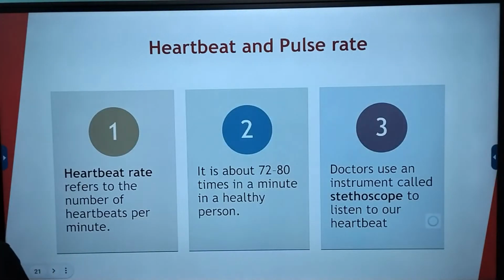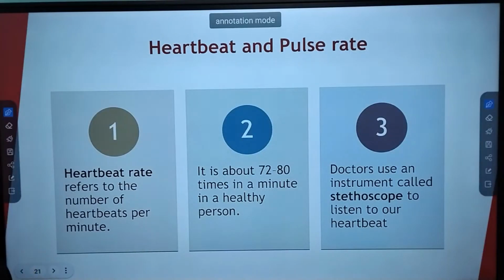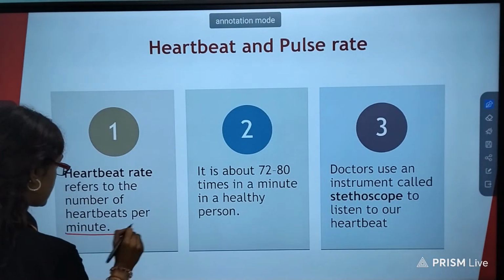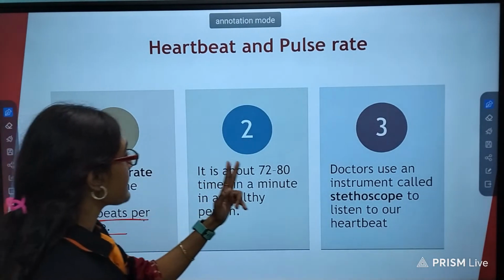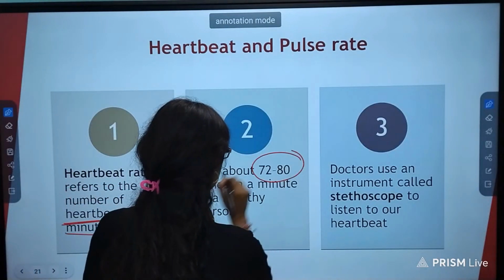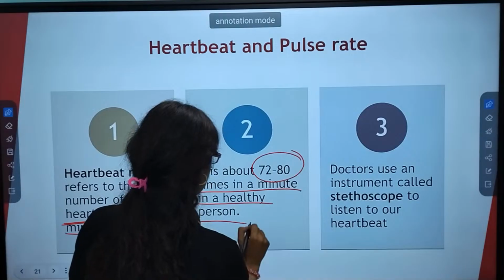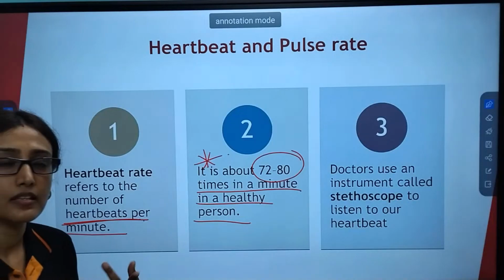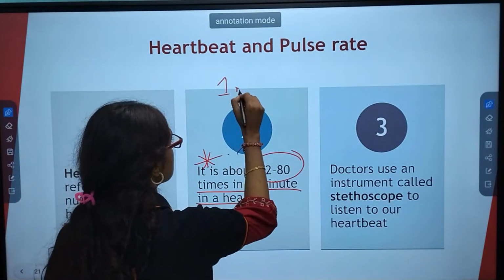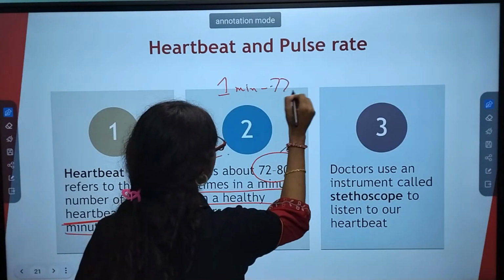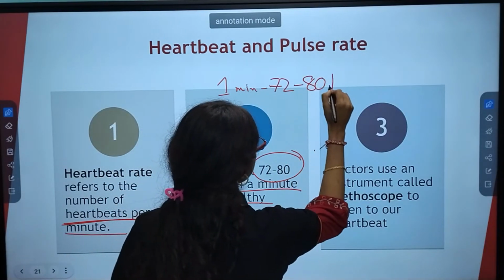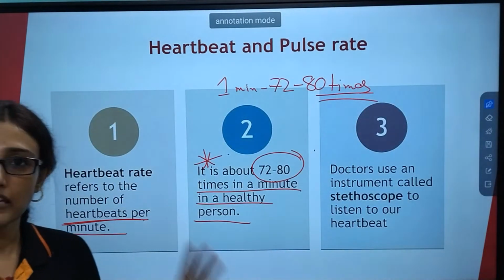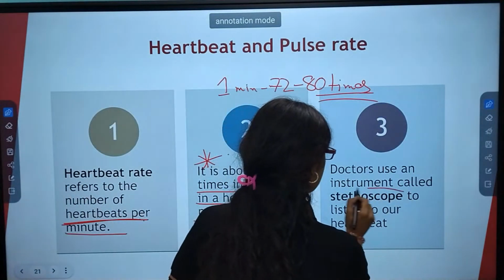Next. Heart rate refers to the number of heartbeats per minute. It is about 70 to 80 times in a minute for a healthy person. This is very important. How many times does your heart beat per minute? In 1 minute, it will beat 72 to 80 times. And this heartbeat is measured by an instrument which is known as stethoscope.